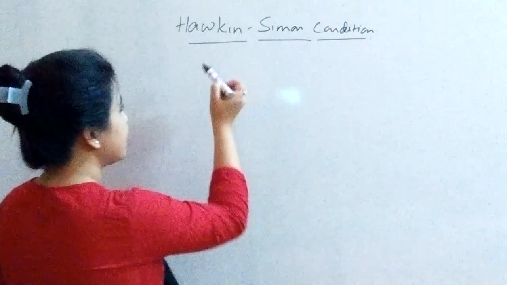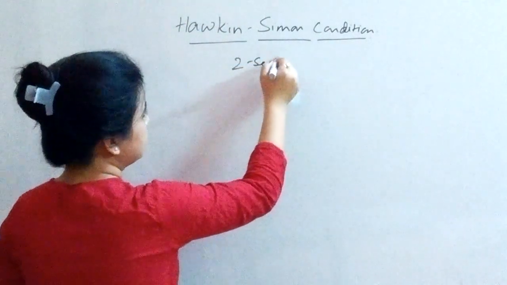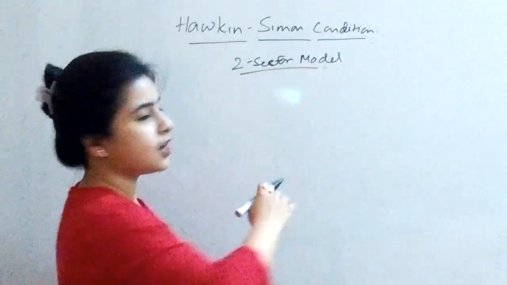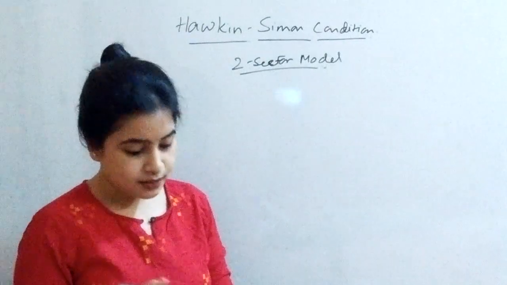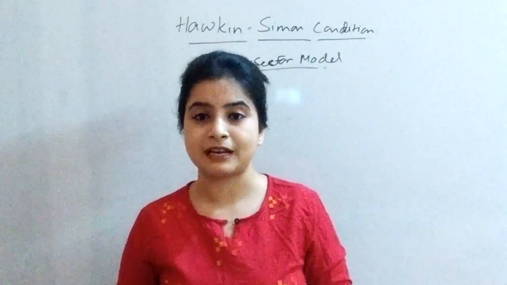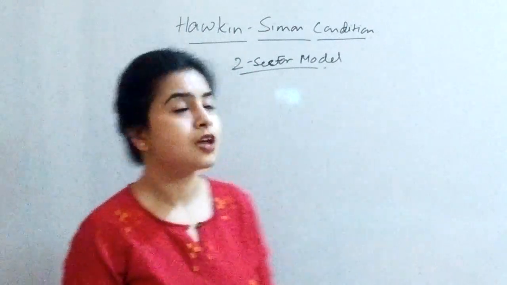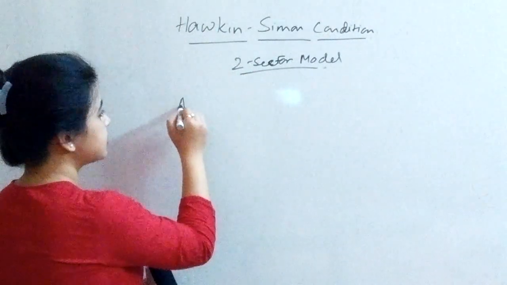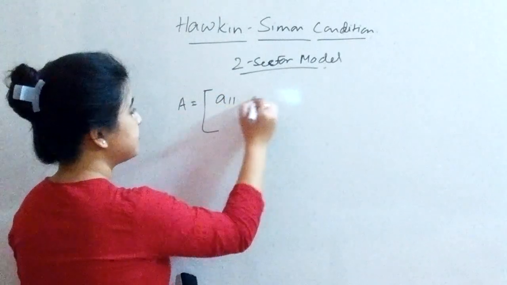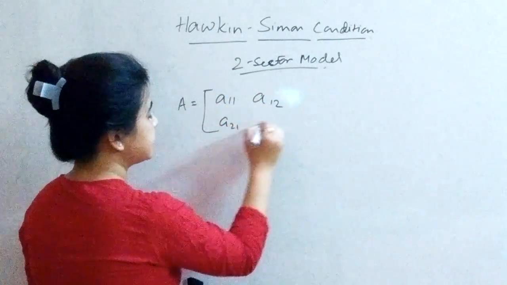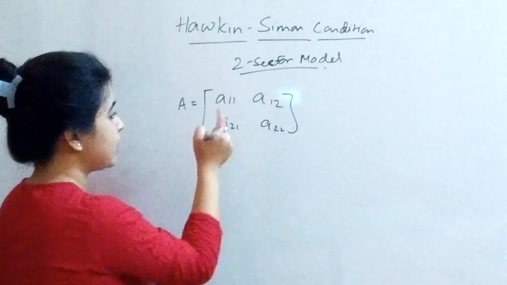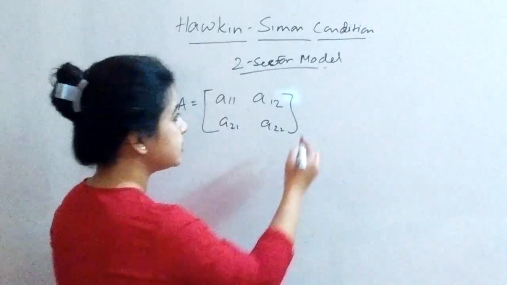Hawkins-Simon condition, let's just start with the two-sector model. For the two-sector model, we know that the input coefficient matrix is 2 cross 2. So let's denote the input coefficient matrix by A, and I'm writing the elements as A11, A12, A21 and A22.